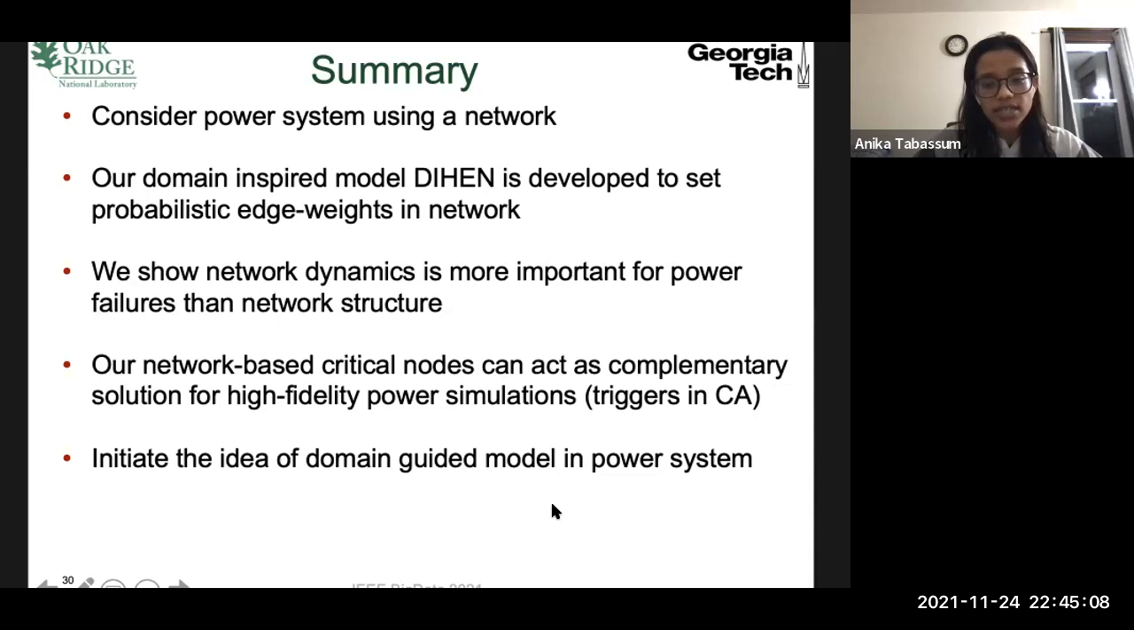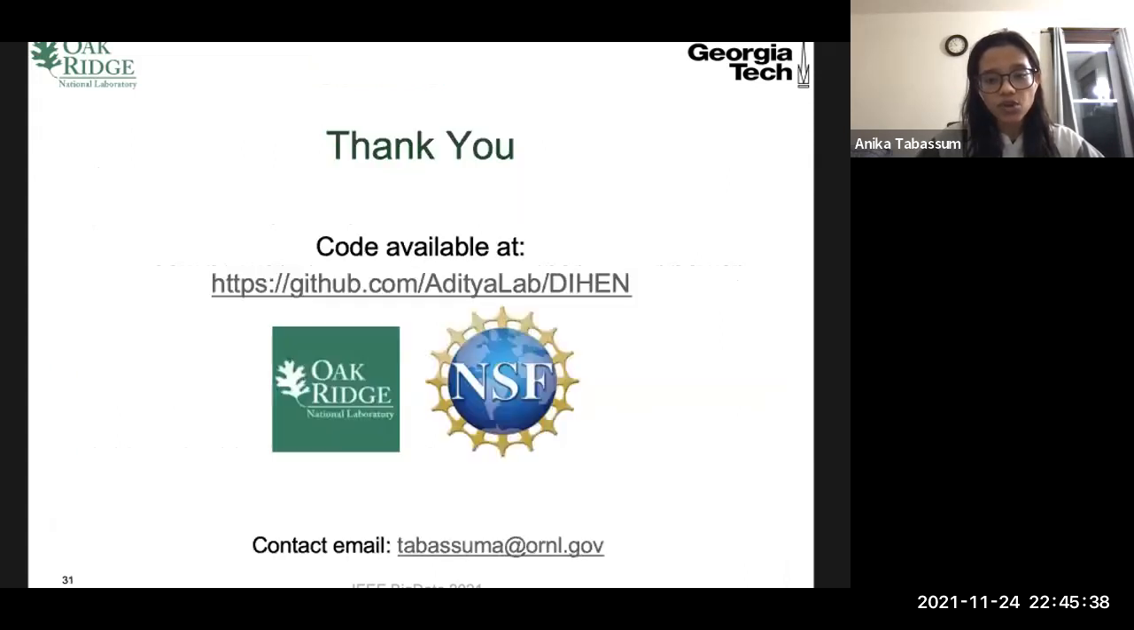To summarize the entire work, we consider a power system as a heterogeneous network. We build a domain-inspired model, Diane, for setting up probabilistic edge weights. We show network dynamics is more important than network structure for selecting critical nodes. We show our network-based critical nodes can act as a complementary solution for triggers in contingency analysis to expedite high-fidelity simulation tasks. And last, we initiate the idea of how to incorporate domain knowledge in the power system domain.